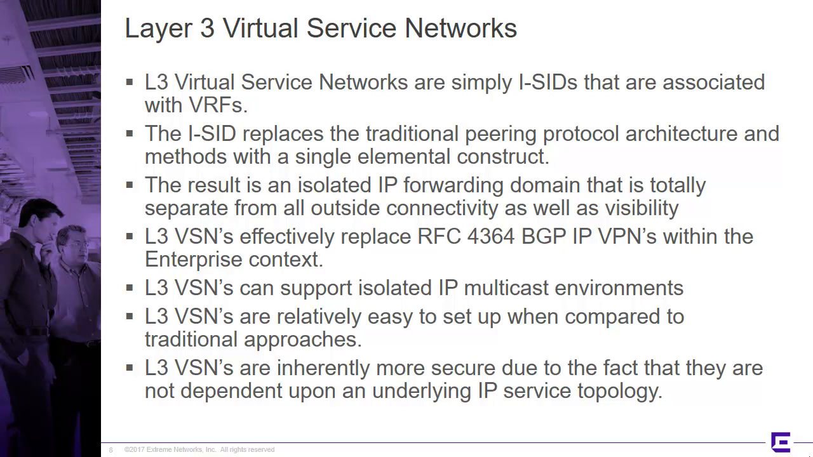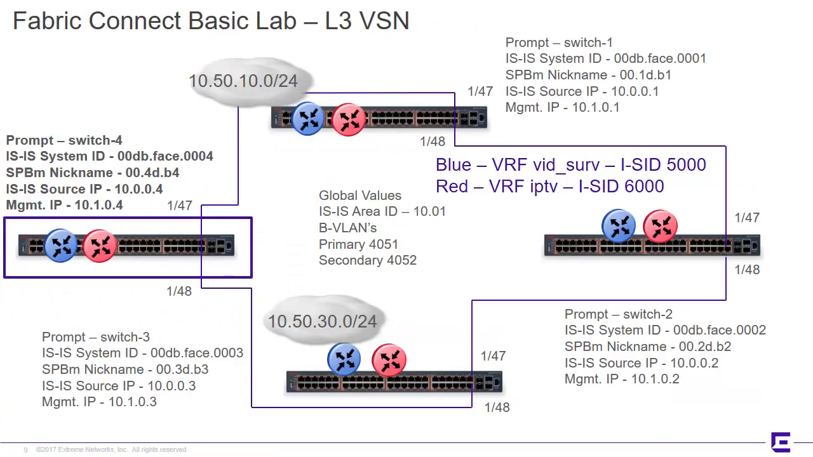So with that, we're going to take a look at what we have in our lab. And as you will recall, we had 2 VRFs. We had a VRF for VidServe, which was the blue VRF. And then we had a VRF for IPTV, which was the red VRF. We're going to be focusing on the blue VRF in this exercise, so we're going to be focusing on VRF VidServe and ISID 5000.